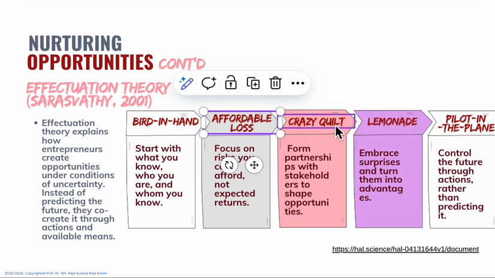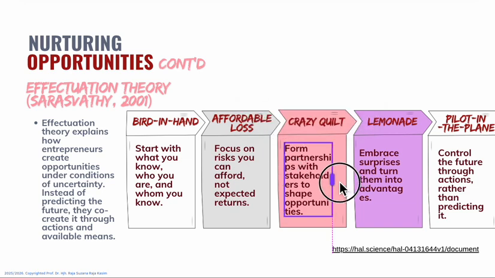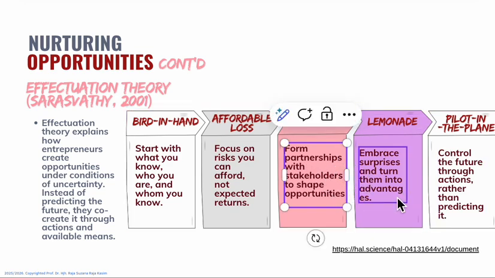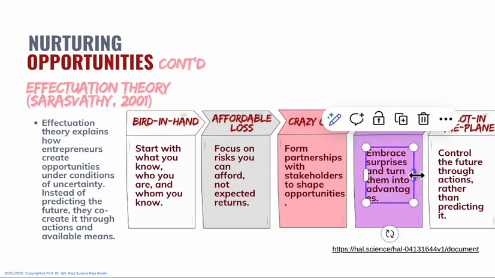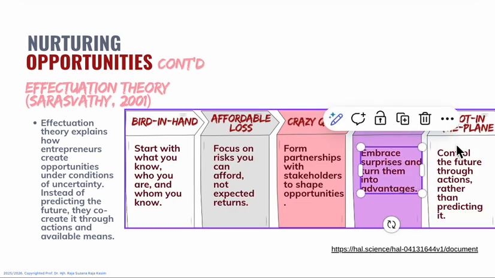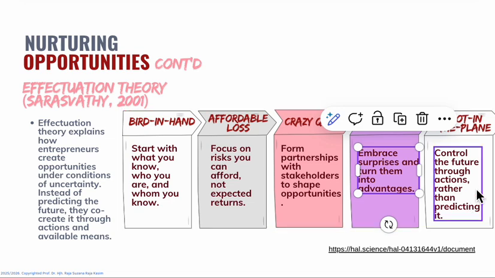And crazy quilt, this is where there is a practical activity where you can form partnerships with stakeholders to shape opportunities. And lemonade is all about trying to embrace surprises and turn them into advantages, so that you can bring opportunity up front. And finally, pilot in the plane. So you see, as a pilot, you have to control, right? So when we talk about control, it's all about controlling the future through actions rather than predicting it.